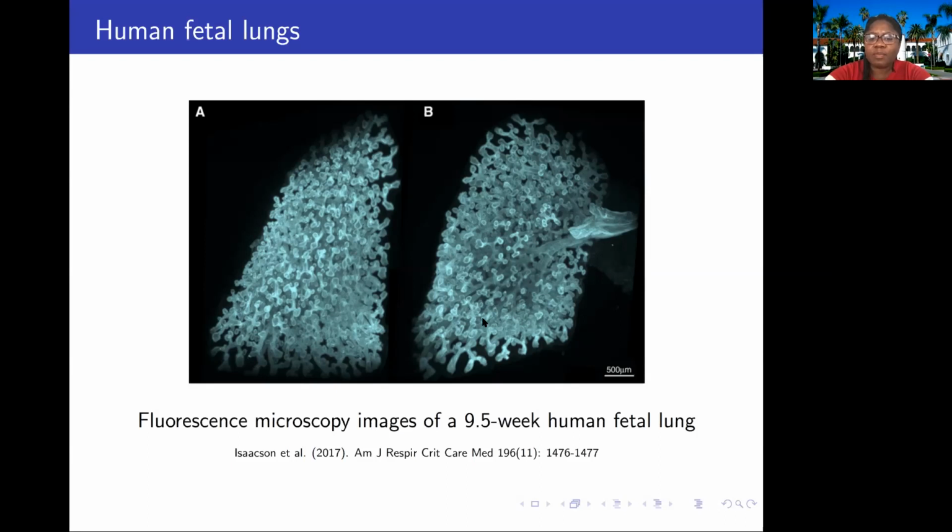So why is this important? Clinical data have shown recently that the origin of adult lung diseases like COPD is actually found during embryonic development and in early childhood. By looking at the differences in branching structure, they were able to correlate these differences in branching structure to COPD.